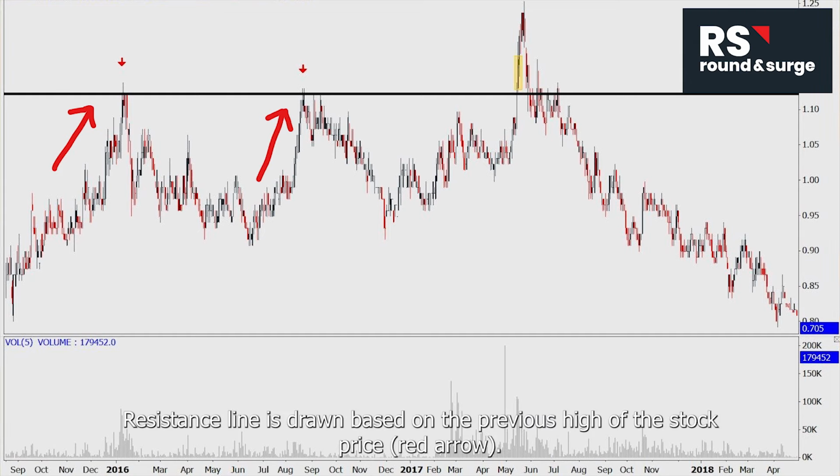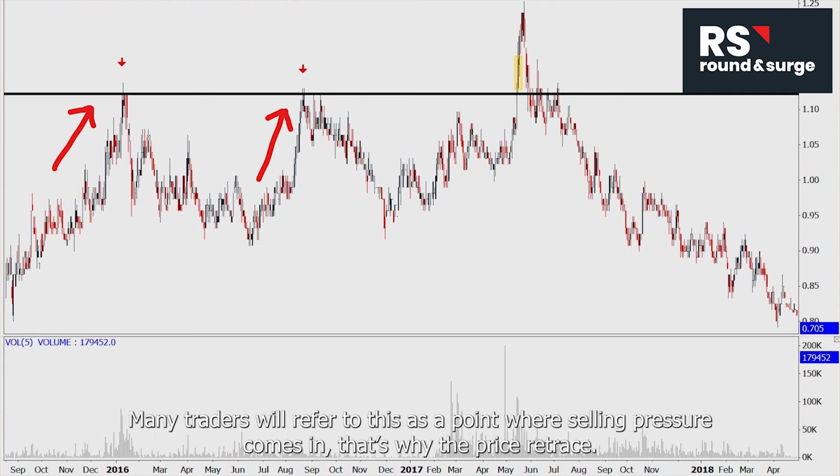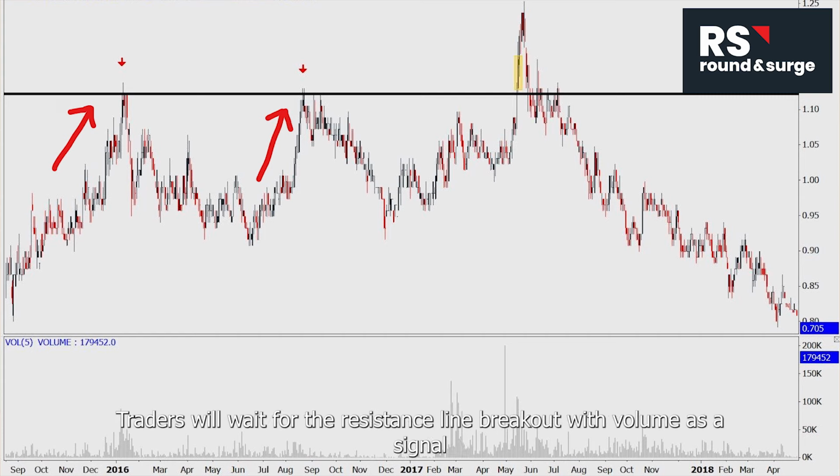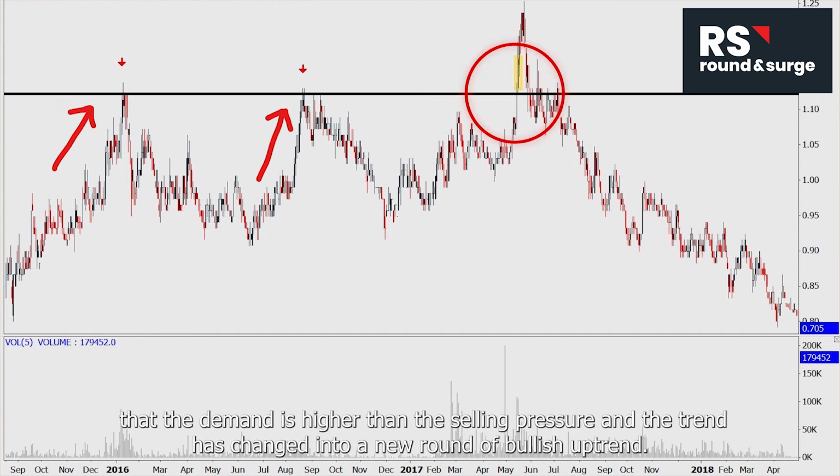A resistance line is drawn based on the previous high of a stock price, like the red arrow. Many traders will refer to this as a point where selling pressure comes in. That's why the price retraces. The more the price retraces at this point, the stronger the resistance. Traders will wait for the resistance line breakout with volume as a signal that the demand is higher than the selling pressure, and the trend has changed into a new round of bullish uptrend.